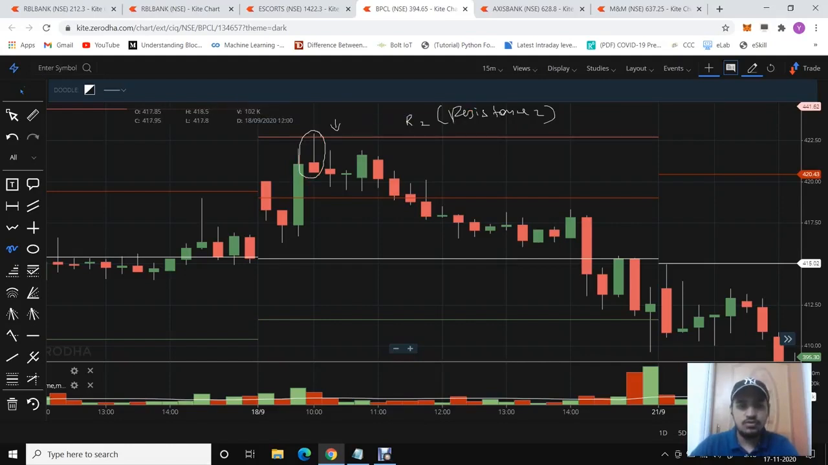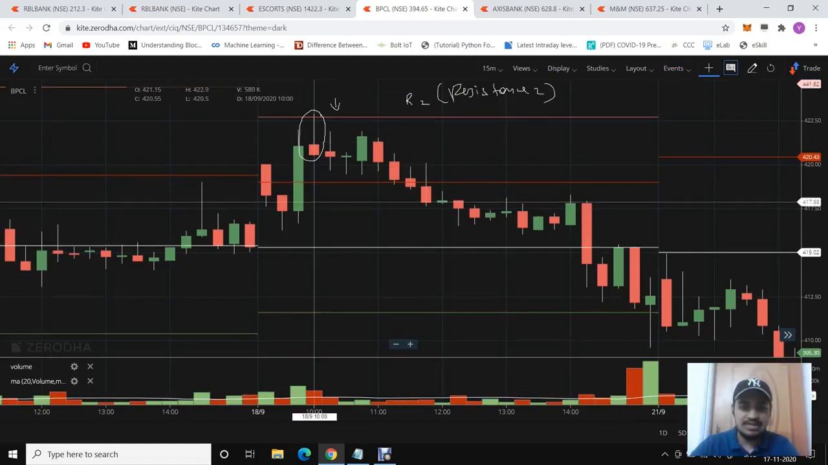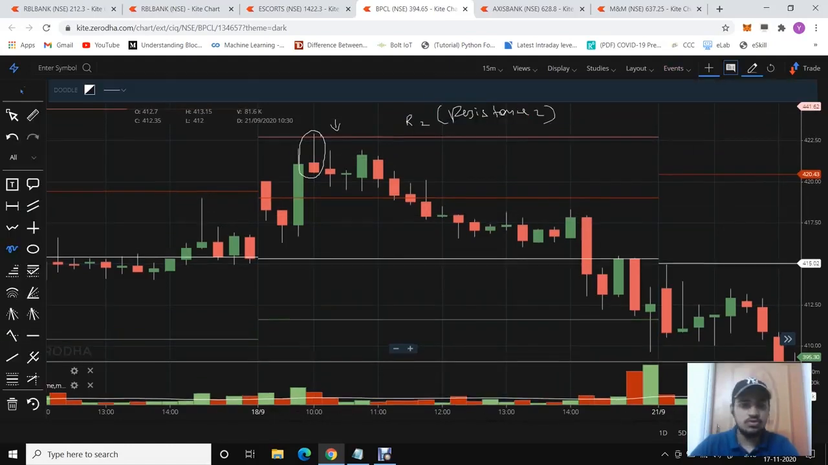So what do we do? We confirm it with the volume. Was the volume high? Yes, it was. So we go short after the pattern. We go short here. Where do we place our stop loss? Just above the pivot point. So it can be somewhere here. This becomes our stop loss. And what are our targets? Our targets are at support. So this can be one target, this can be second target, and this can be third target.